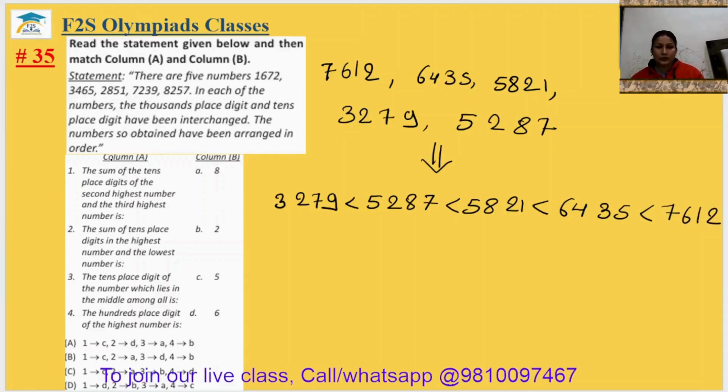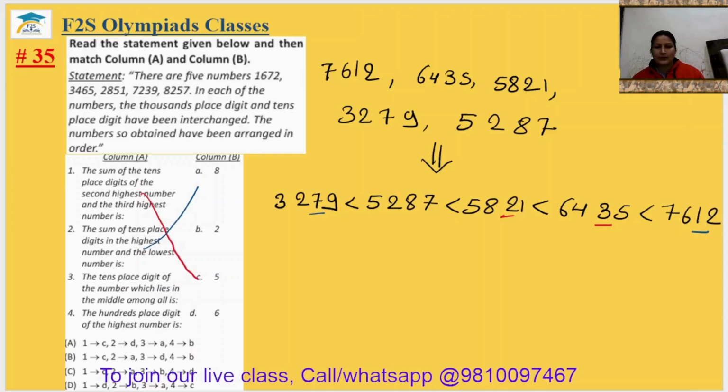Now let's read the question. The sum of the tens place digit of the highest number, second highest number, this is 3, and the third highest number. So 3 plus 2, 5. So 1 will match with option C. The sum of the tens place digit of the highest number and the lowest number. So highest gives 1 and lowest gives 7. So 7 plus 1, 8. So this is option 8.